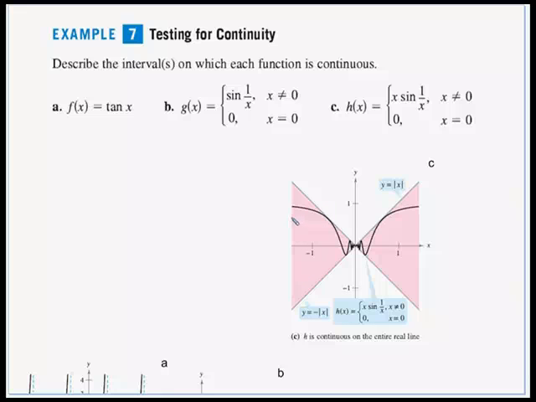So we are going to have oscillations going on, bouncing back and forth between those. But as we zero in, our limit approaches 0. Our function is defined at 0 as 0. So that is going to make it continuous at the origin.